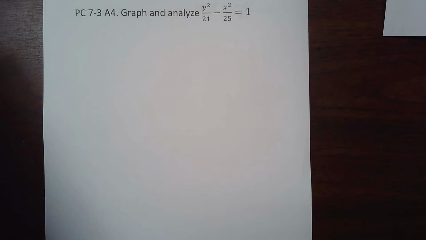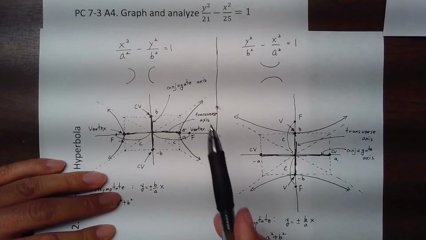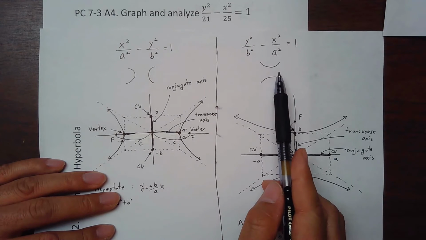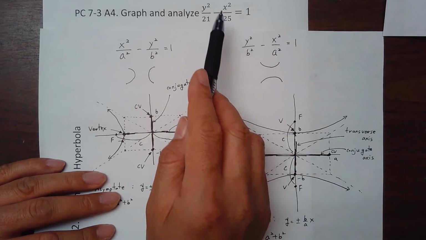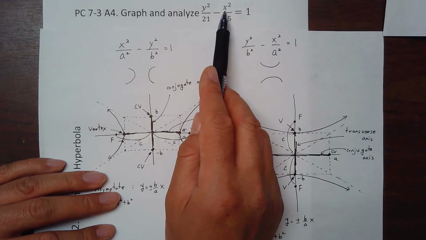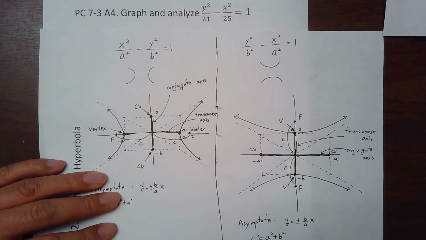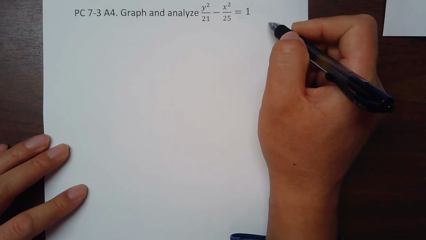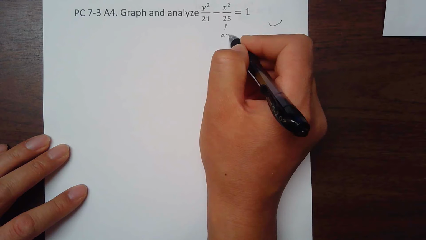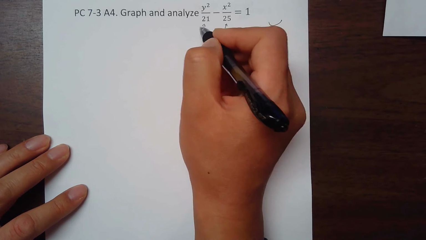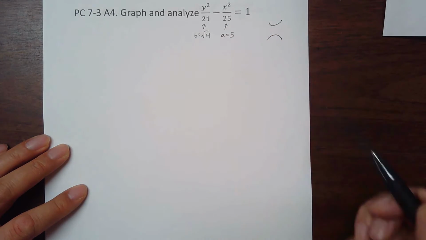Okay, same deal. We need to know first, is it open left and right or open up and down? By looking at the equation, y squared minus x squared, it should open up and down. So denote it's open up and down. The value of a is 5, the value of b is square root of 21.